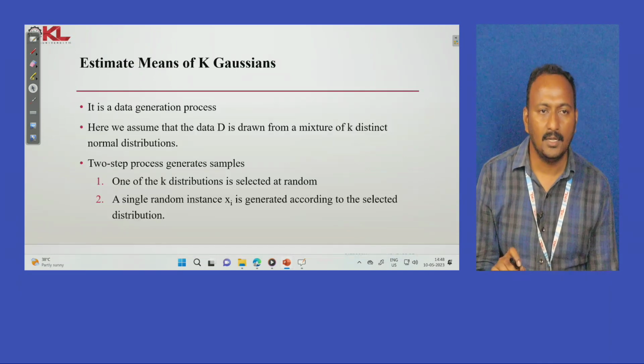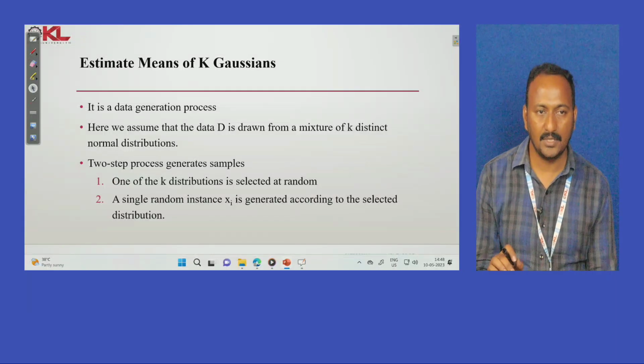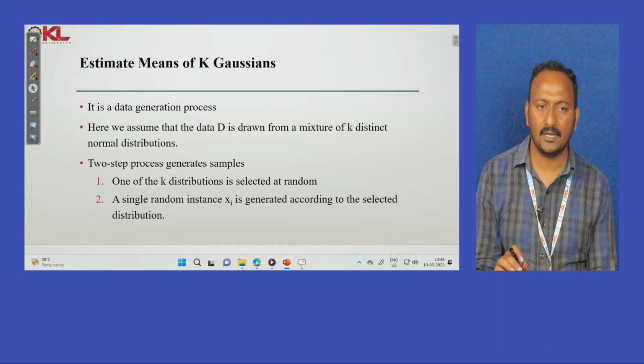Coming to estimating the means of k Gaussians. Here, how are we estimating the means of k Gaussians? If we have k Gaussian distributions, how do we calculate the means of these k Gaussians? Generally this particular method is used to generate the data. If we have missing data or noise, or if we have latent variables, then to generate that particular data we go with this approach.